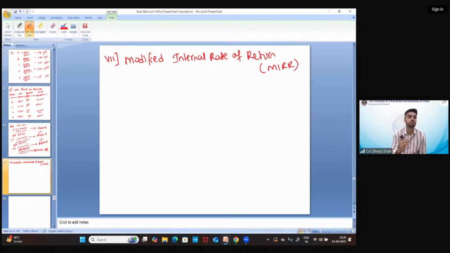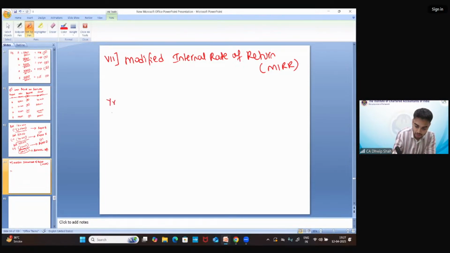Can I say this is an advanced version of IRR? A modified, upgraded version of IRR. So this would be more logical compared to IRR because this is the advanced version. Are you following? It is one level above IRR. Now what does this technique say? Very logical.